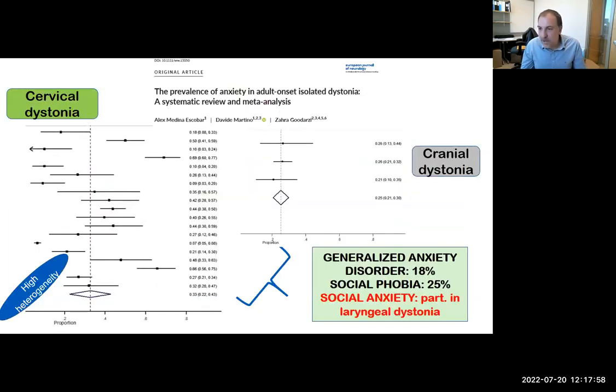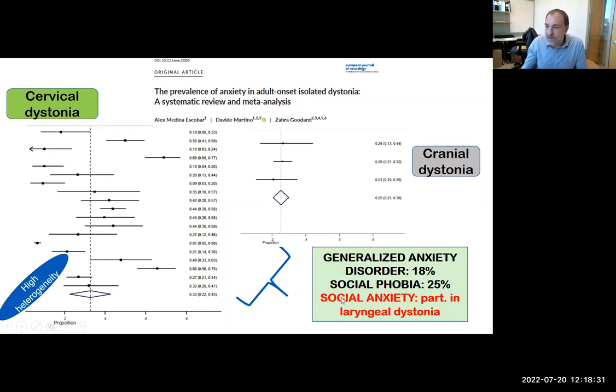We performed a similar type of study for anxiety disorders, showing that across the board of cervical and cranial dystonia, social phobia is the most commonly reported diagnosis, 25%, followed by generalized anxiety disorder, 18%. There is quite a large heterogeneity between studies in terms of prevalence estimates, which indicates that even across research studies, the way to assess these symptoms is quite different.